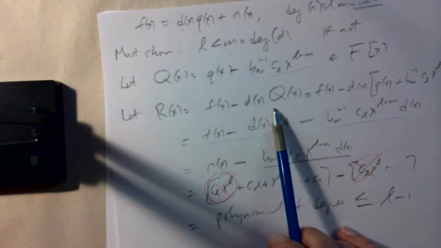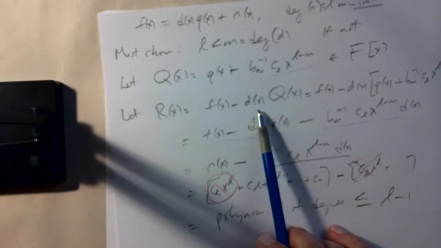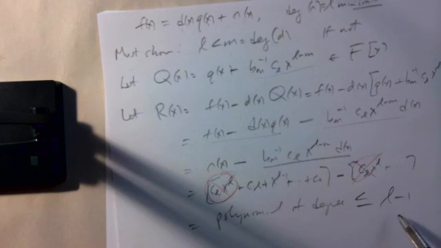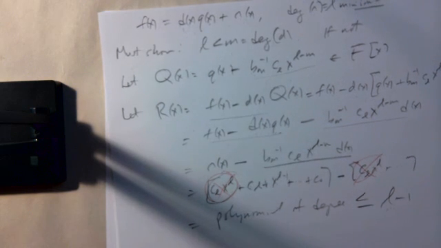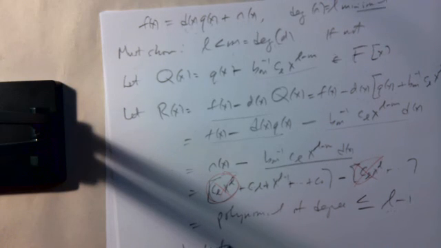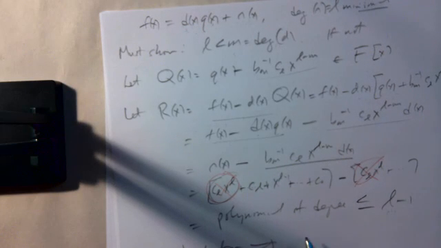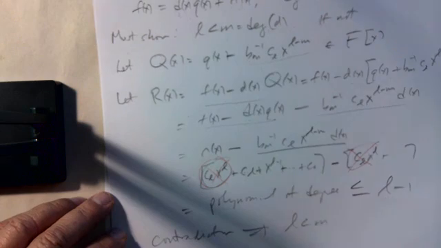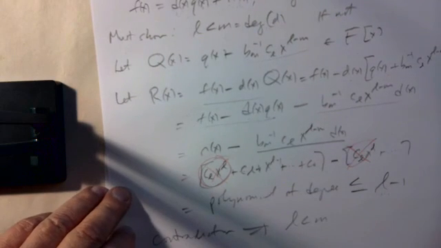So f of x minus d of x q of x is a polynomial which is either 0 or has degree less than L. It can't be 0, and it can't have degree less than L because L is the smallest degree of any polynomial of this form. So this is a contradiction, which means L has to be less than m. So this is a proof of half of our theorem.